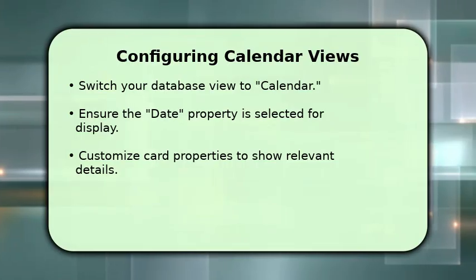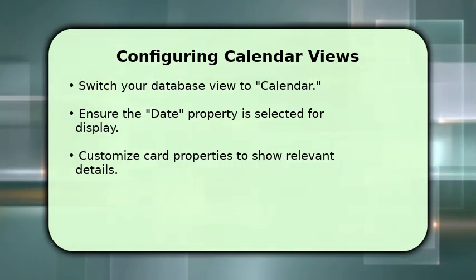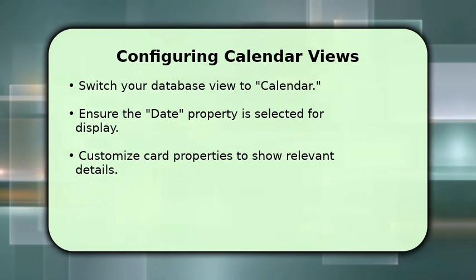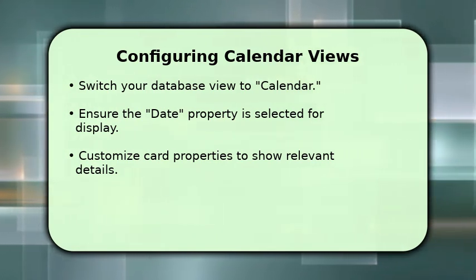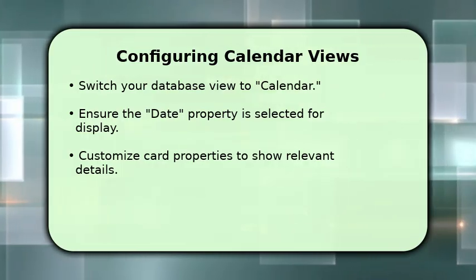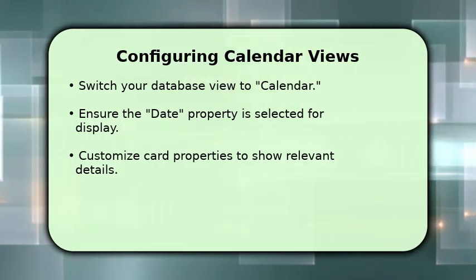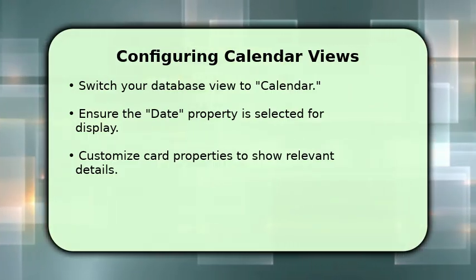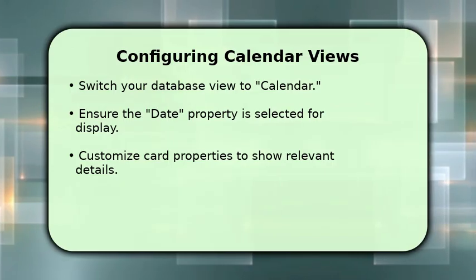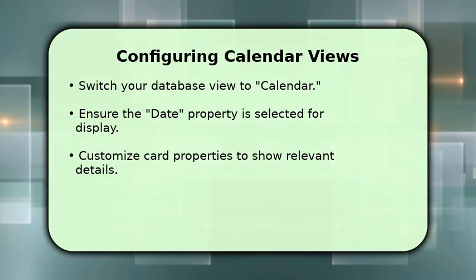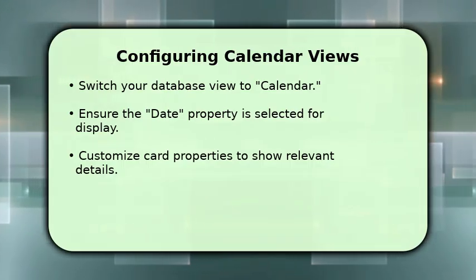Now, let's transform your table into a visual calendar. Click Add a View and select Calendar from the options. Make sure your date property is chosen as the calendar's primary display. You can then customize the card properties to show important details like event type or assigned person directly on the calendar. For focused viewing, apply filters to see only specific events, such as upcoming deadlines or team meetings. This view provides an intuitive overview.